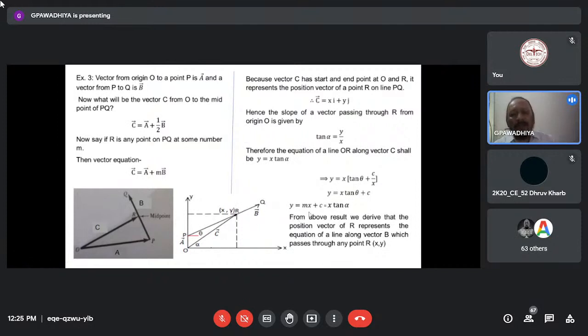So because y is equal to mx plus c and x tan alpha is also equal to y, we can say here that x, y represent the coordinates of point R, and the vector C in fact represents the equation of line x tan theta plus C. That is one very interesting result. This is used in a different way, but that we will study later.